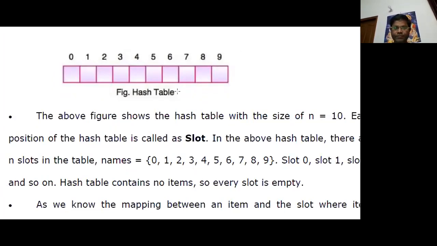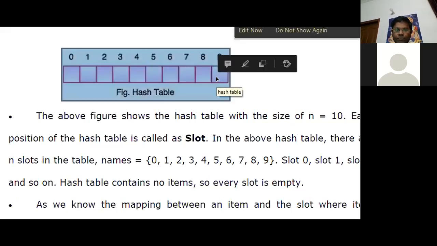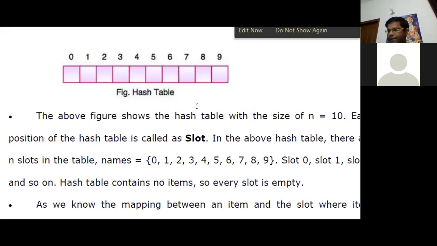So in the given picture, you are seeing the hash table, and the table is of size 10, and we denote the table size by n. Suppose n equal to 10. Since indices start from 0, 1, 2, 3, 4, 5, 6, 7, 8, 9, the size of the table is 10. Each position of the hash table is called a slot. This is one slot, this is the second slot, this is the third slot, and so on. Initially all the slots are empty.